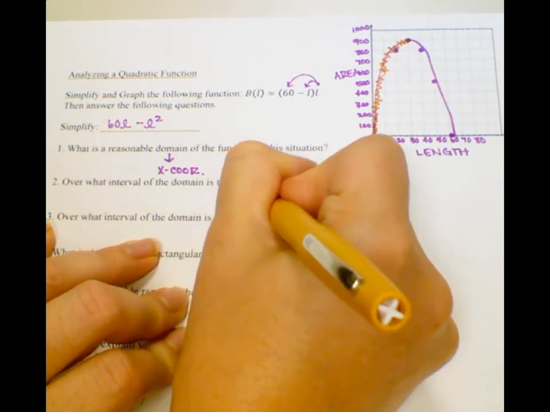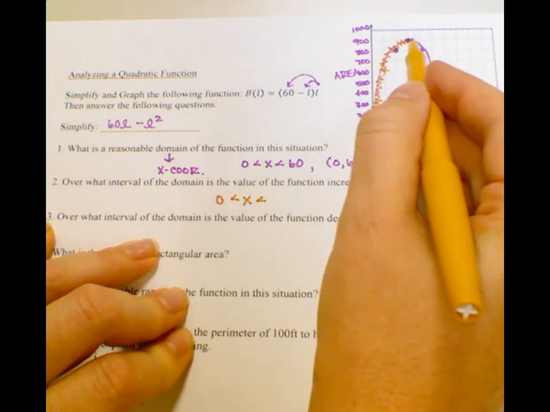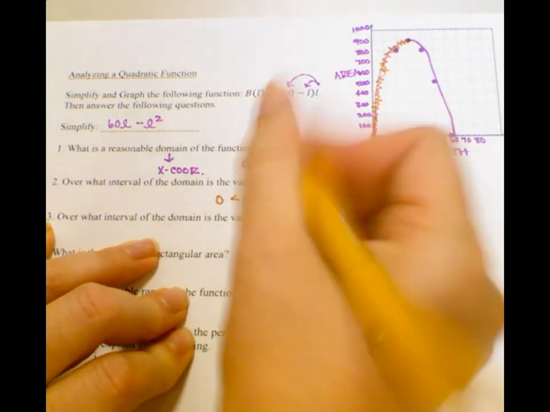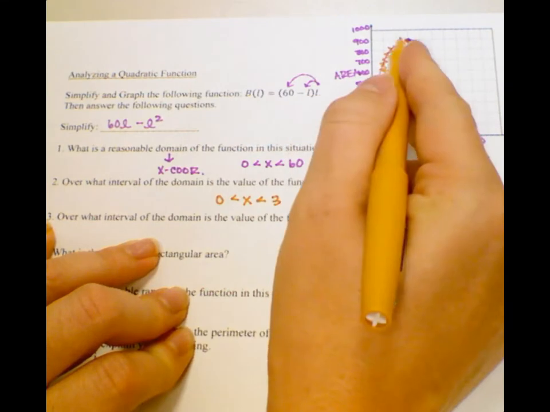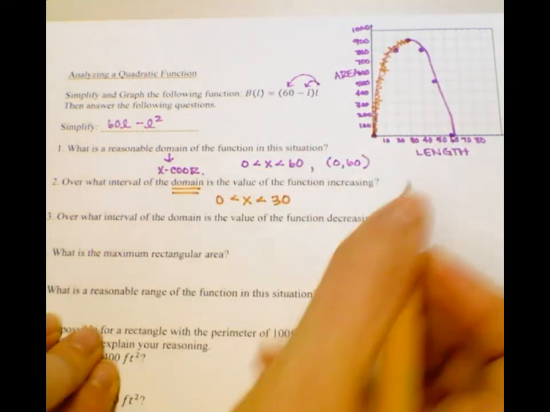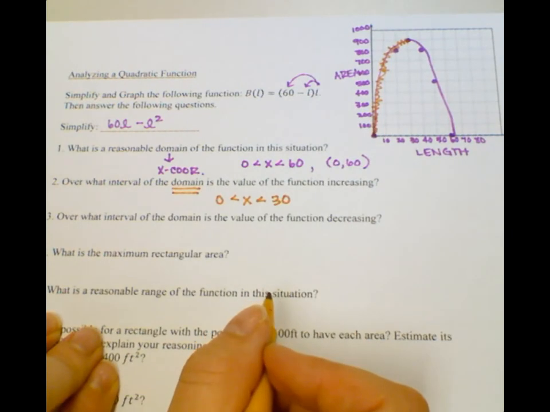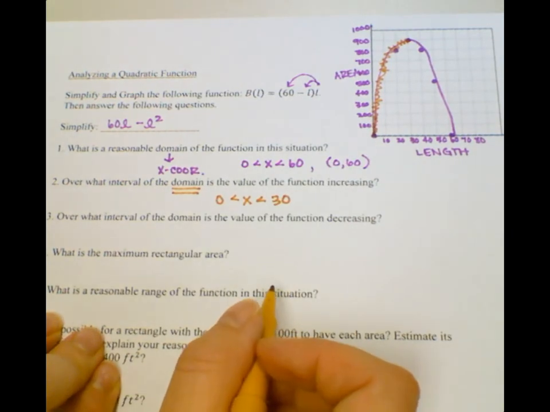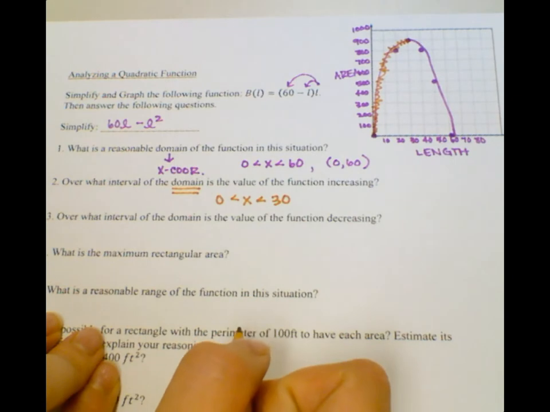0 to what? So that dot right there is 30. Make sure you do not put, what is that dot? 900, because we're doing domain. Domain is your x's, so make sure you stay on your x's. Okay, what do we think about that?